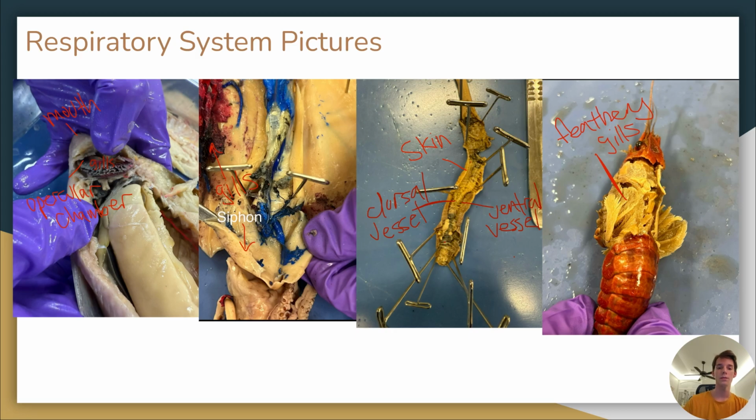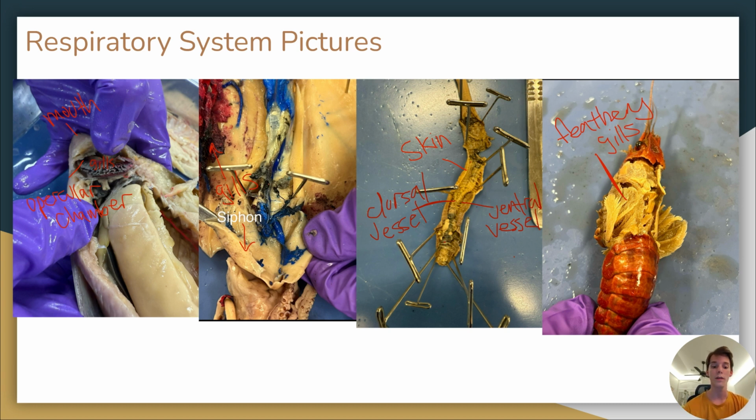And the respiratory system are pictured here in the four animals, and they all use diffusion for gas exchange across the surface, and then those surfaces are always moist. They differ in where diffusion occurs. So in the earthworm, you can see that it's a very small animal, so diffusion is going to occur in the skin, and it's kept moist by mucus.